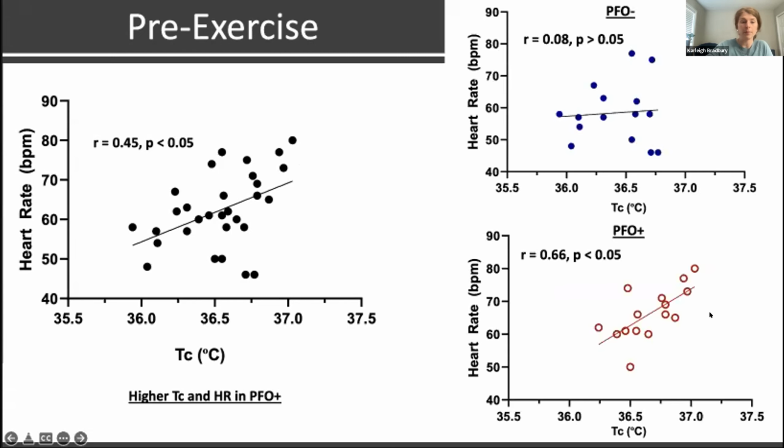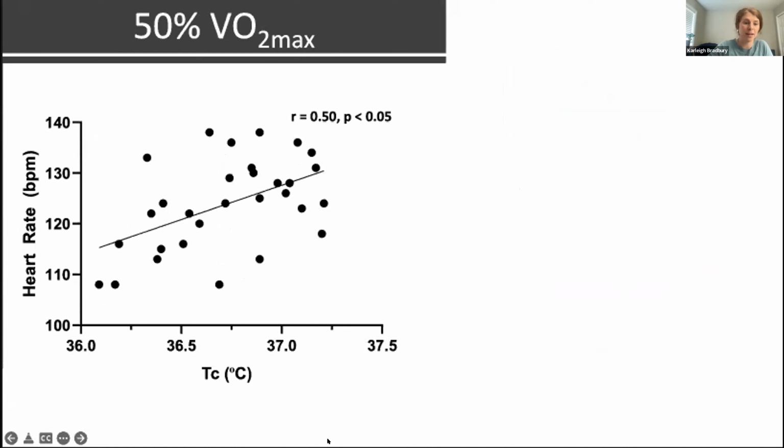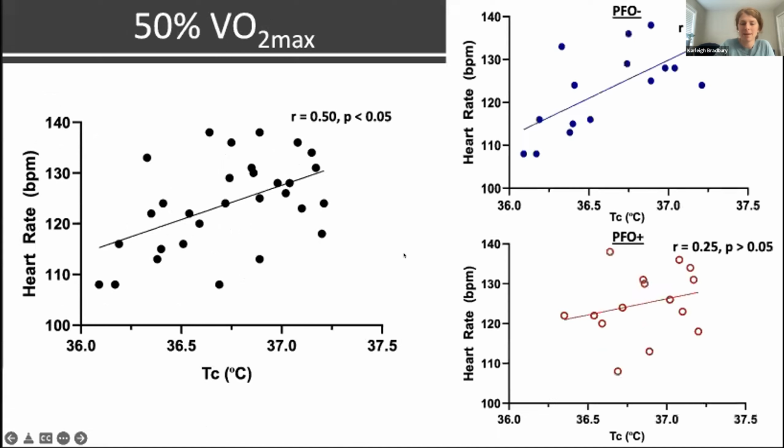When we look at some exercise data, we can see the same exact thing we saw pre-exercise, where in our whole group, we have a positive and significant relationship between core temp and heart rate. When we divide it out into PFO negative and PFO positive, this time that positive and significant relationship is being driven by our PFO negative group, whereas now there's no relationship between core temp and heart rate in our PFO positive group.